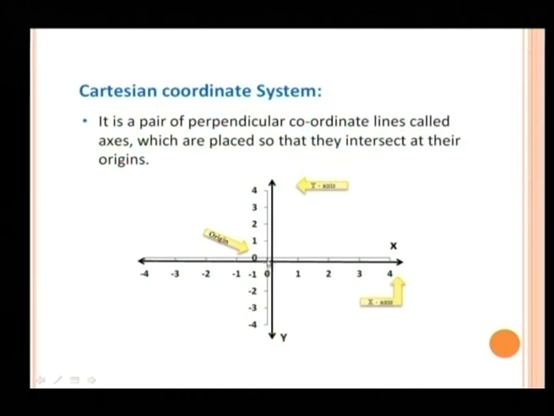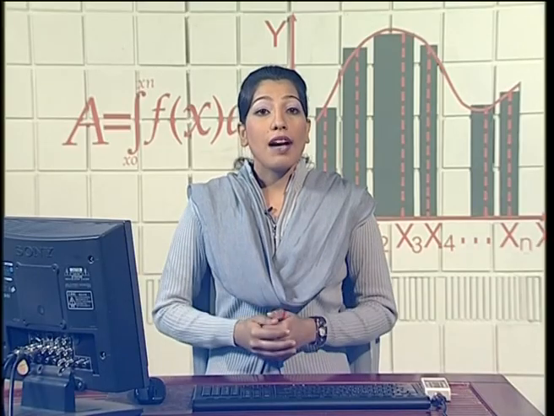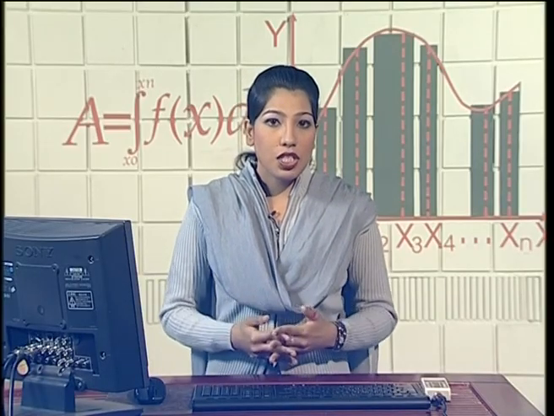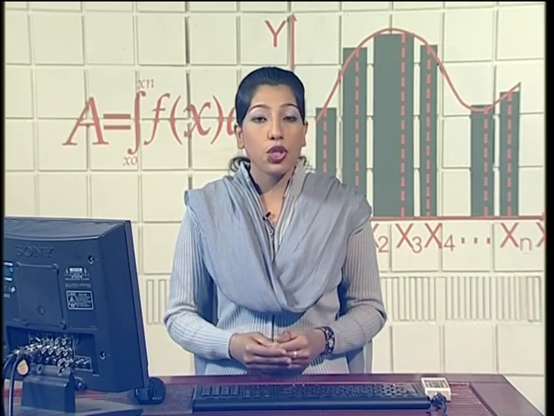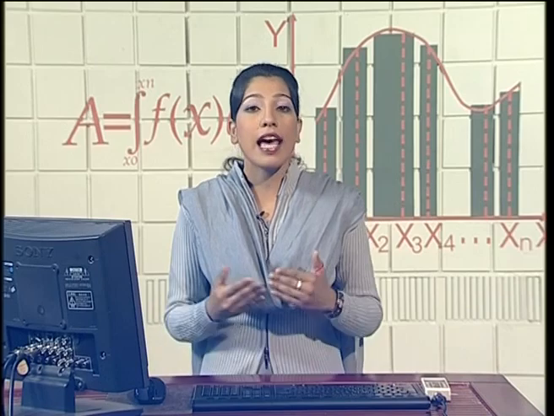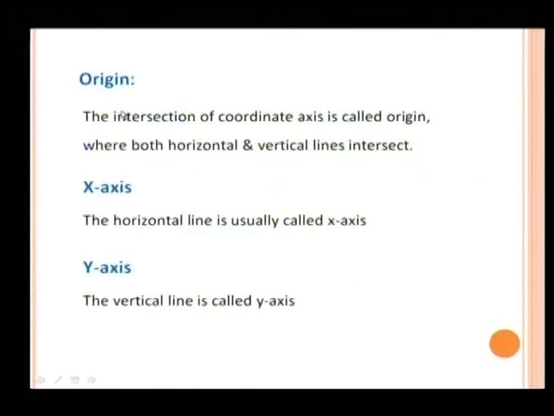Over here at 0, it's called origin, and all the values to the right of the origin and to the left of the origin are called x-axis values, and all the values above the origin and below the origin are called y-axis values. Now I will define some more definitions to understand the Cartesian coordinate system. You can see the definition of origin, x-axis and y-axis on the screen.